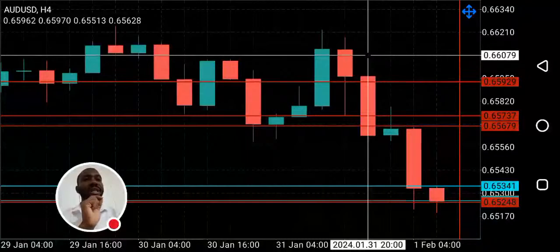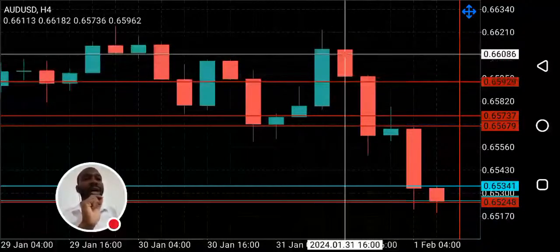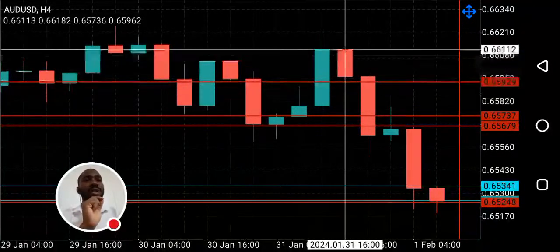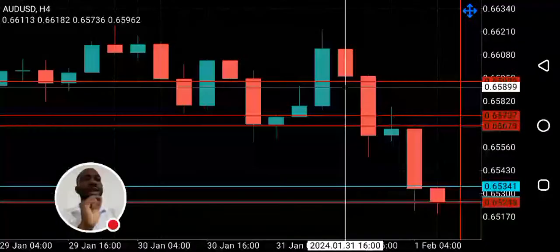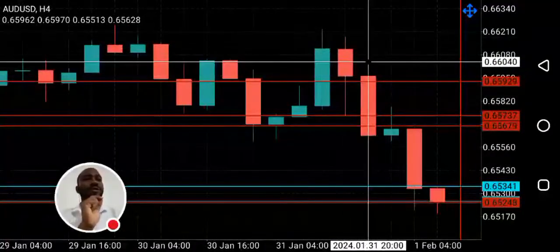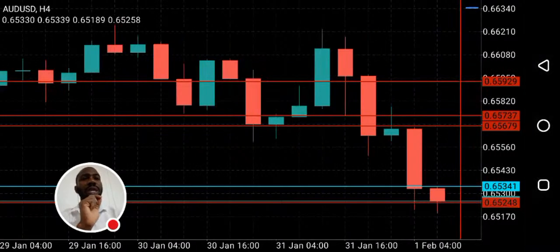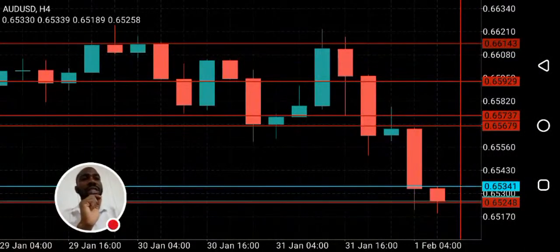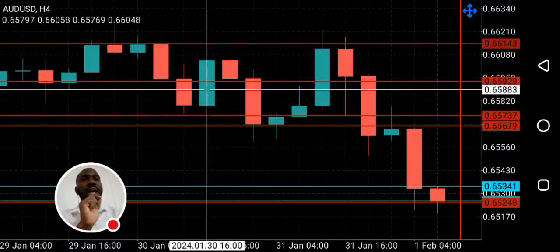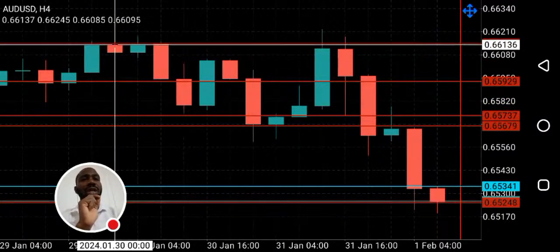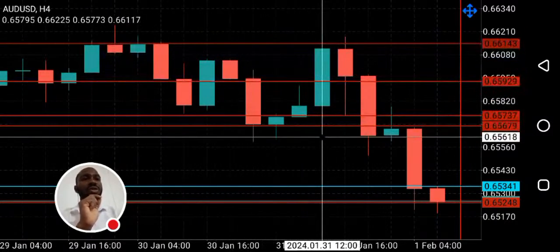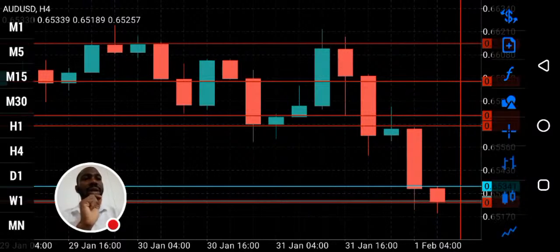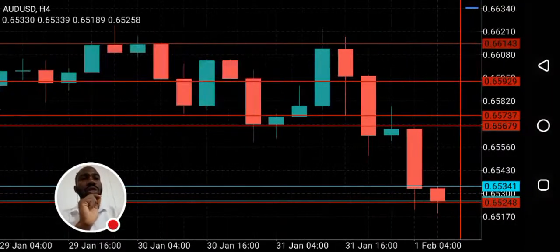Reason being that we had an angry man candle at that point. You can see this is an angry man candle, and it formed at a previous resistance level. So that would have been the best price. You can see that resistance level. That angry man formed at a previous resistance level, so that would have been the best time to execute a sell.